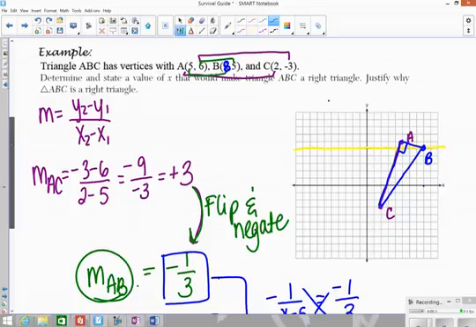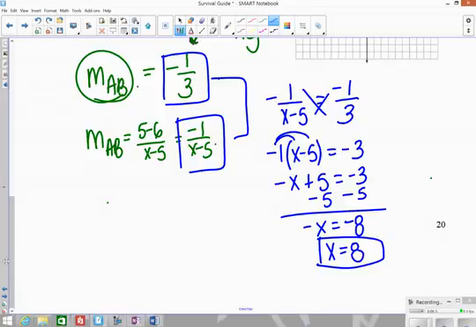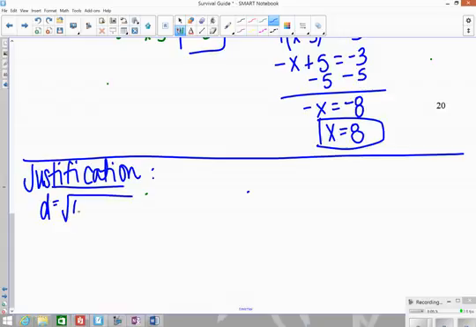So let me go ahead and do that. So I'm going to find the distance of side AB. So this is kind of like part 2 to the question. This is the justification. So I'm going to use the distance formula. So that's going to be your change in x's squared plus your change in y's squared.